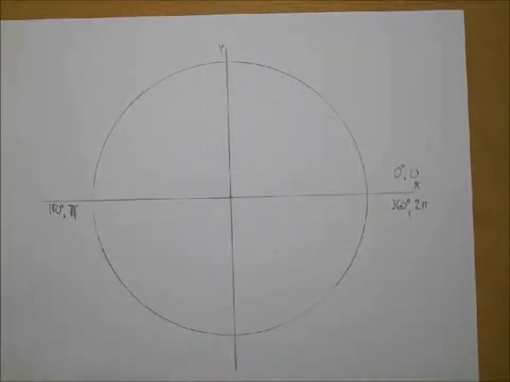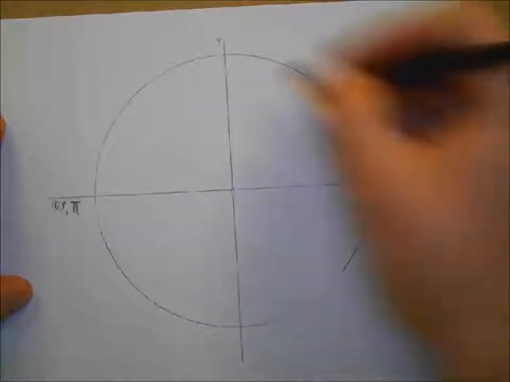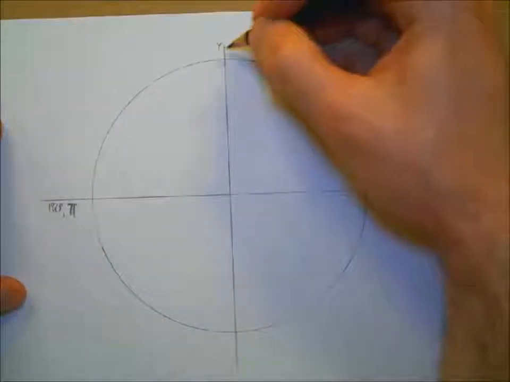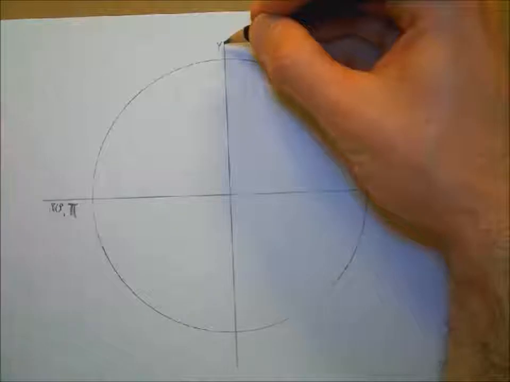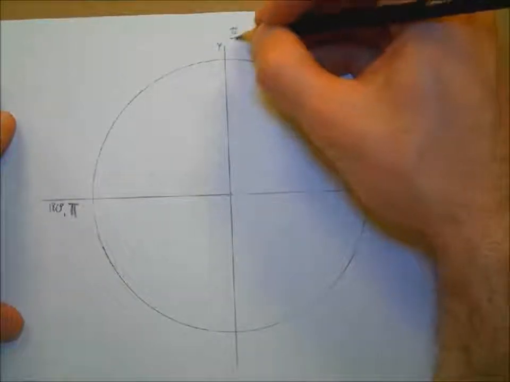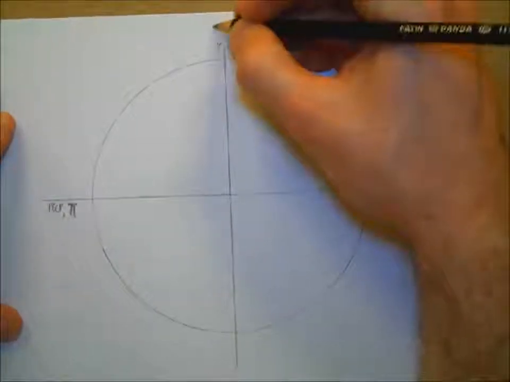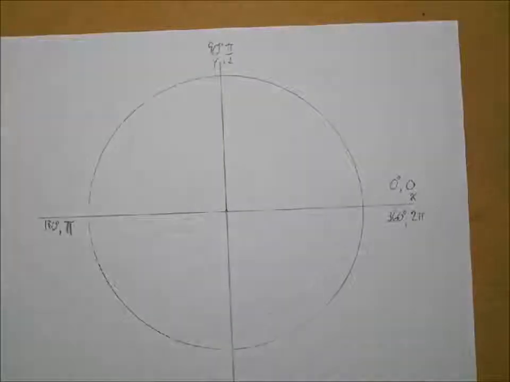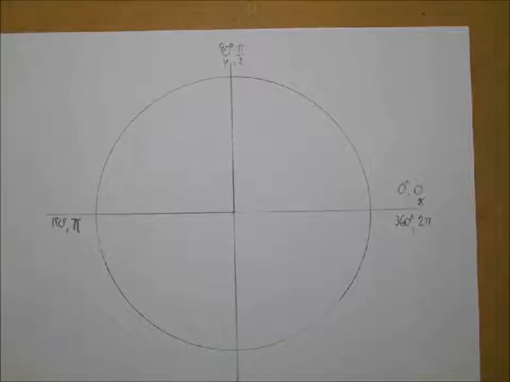Half of half is a quarter of the circle right here. What degree measure would be right here? Pi halves in terms of radians, or in terms of degrees, 90 degrees. Let's come off the screen again. I'm not doing a very good job here. There we go. All right.